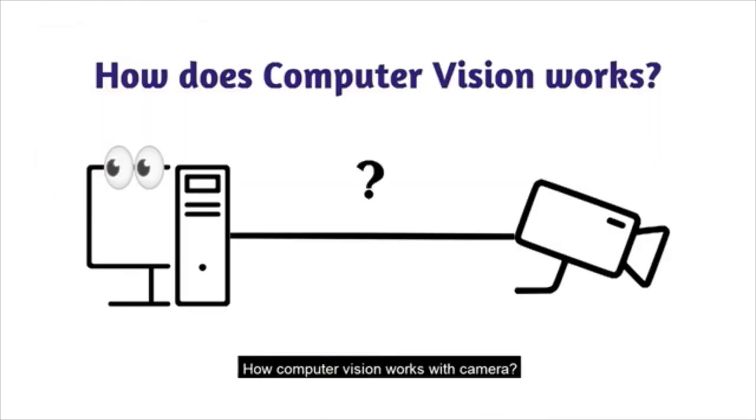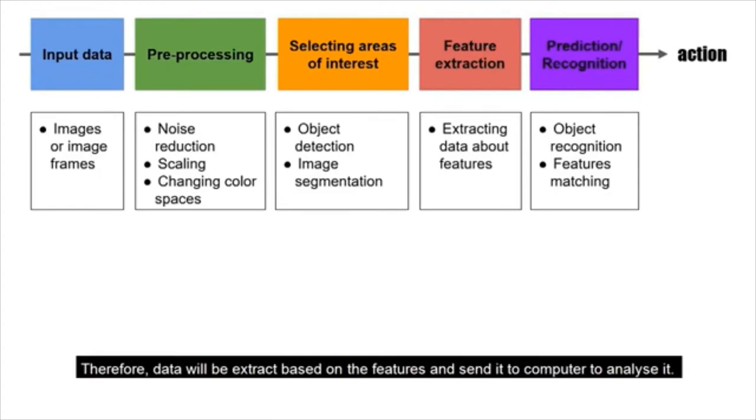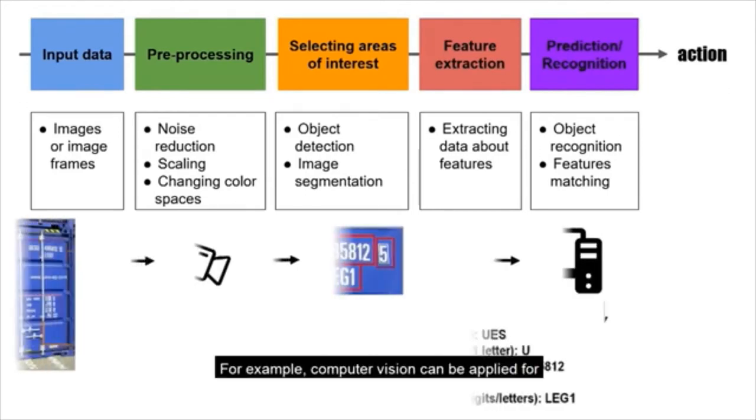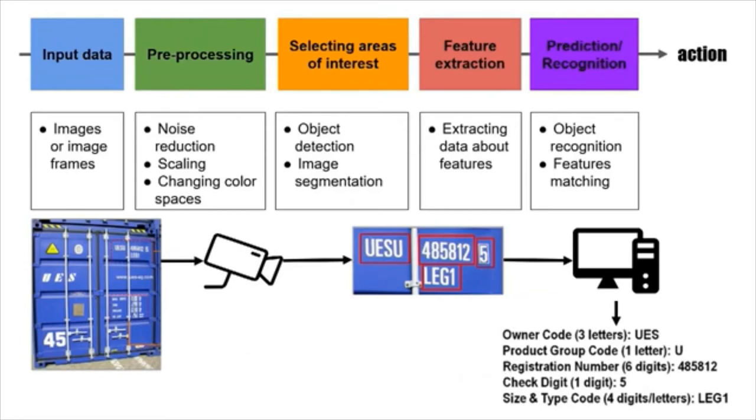How computer vision works with camera. The camera will detect the object or image and select the specific words or numbers to be perceived by using the corresponding algorithm. Therefore, data will be extracted based on the features and sent to the computer to analyze it. For example, computer vision can be applied for automatic identification of the container number and to collect this information as part of automatic real-time logistics.